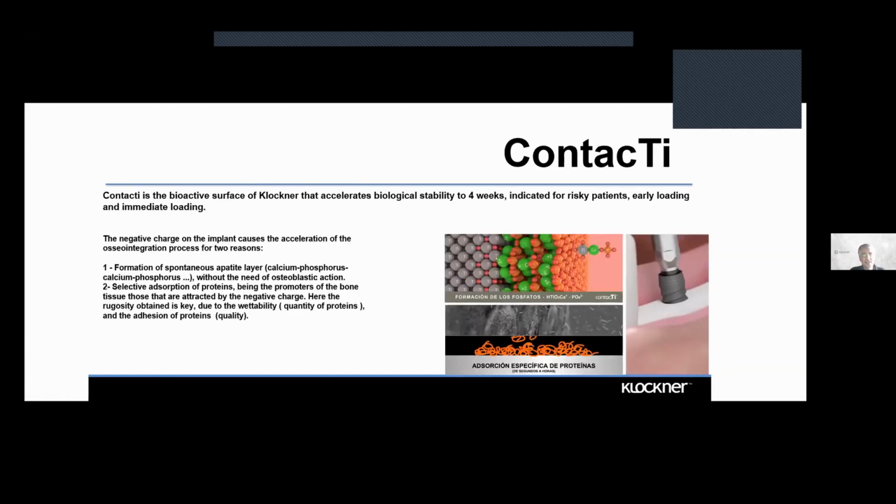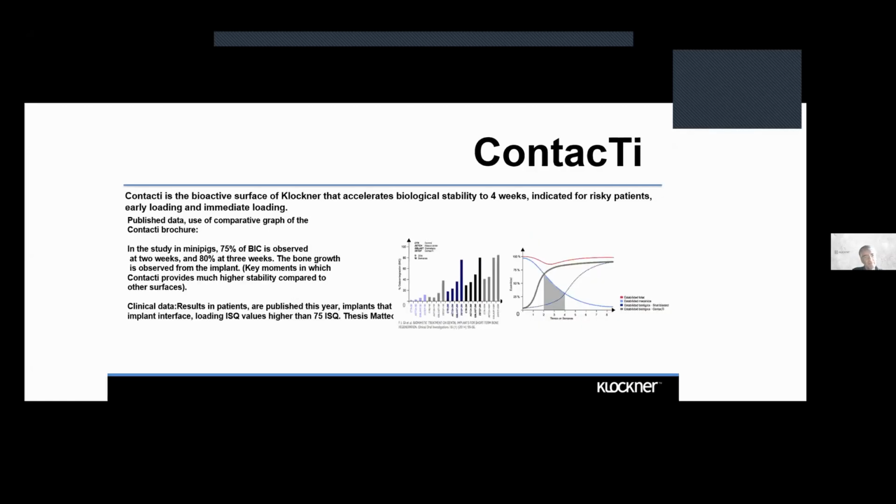Okay, this makes attraction of ions inside the implant. It's like blood attraction. So what it makes is absorption of proteins to start bone healing. What we need is proteins, we need collagen to establish a membrane, a collagen net so that osteoblasts can go near the implant.